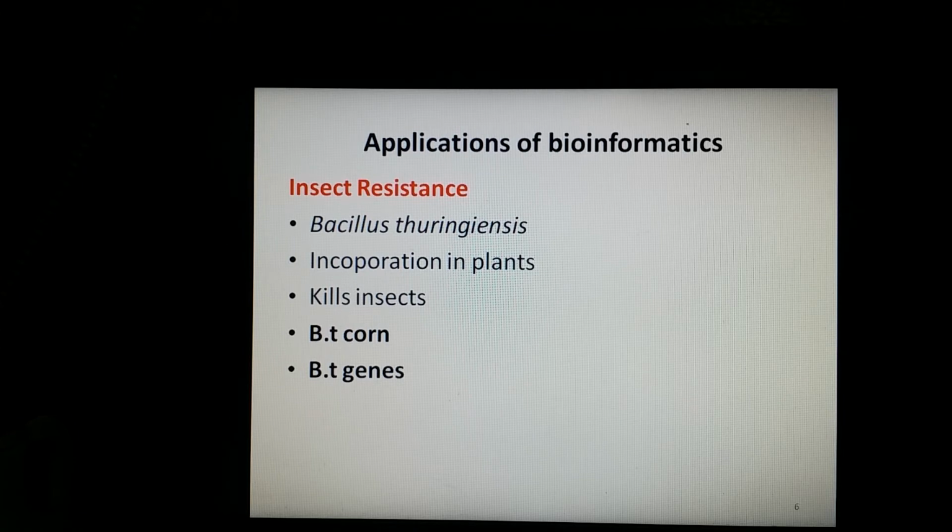For example, corn, cotton and potatoes have been made insect resistant so far by having the gene of the bacteria in the plant genome. When the gene is inserted in the plant genome, and the insect eats the plant, the bacteria enter into the bloodstream of the insect and make it starve, and as a result the insect ultimately dies.